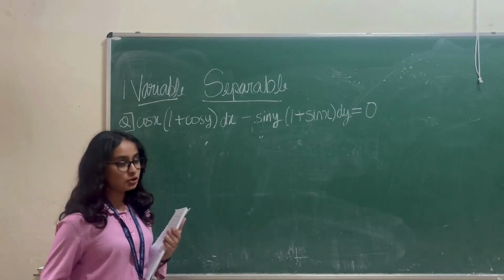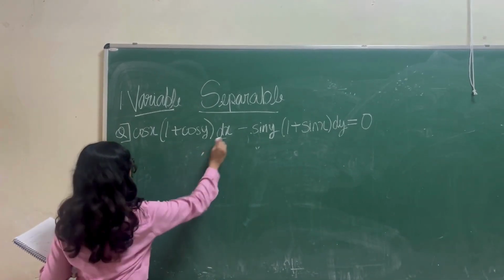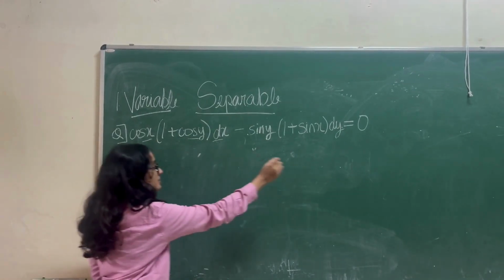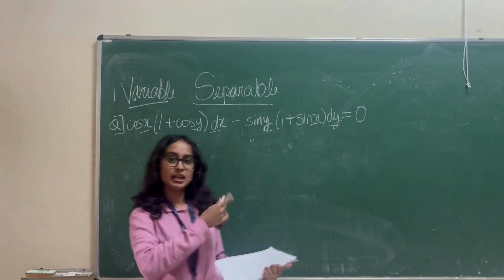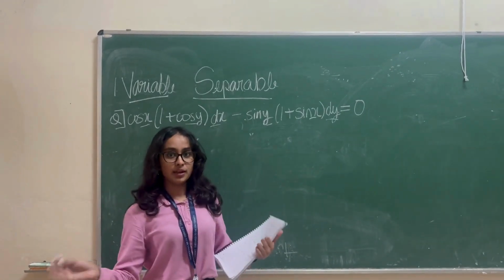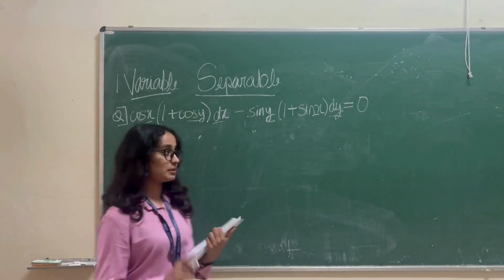Okay, now for our second question, we have a slightly more complex question since dx has both x and y terms and dy also has both x and y terms. You might think that this question is in another form, which is not variable separable. However, it can be solved with the form of variable separable as well.